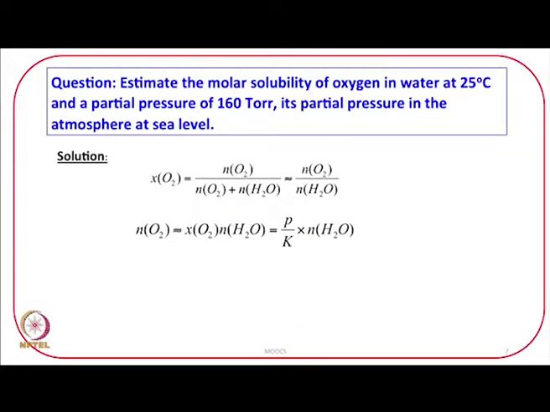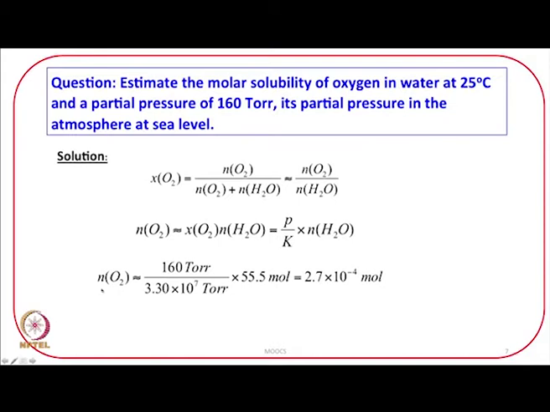Now, let us go back to the slide, and this is the expression that we just discussed. Substitute the numbers. P is given, its partial pressure is 160 torr, and the Henry's law constant value will be supplied. This is 3.3 into 10 raised to the power 7 torr, and the number of moles of water in 1 kg is 55.5. The answer is 2.7 into 10 raised to the power minus 4 mole.